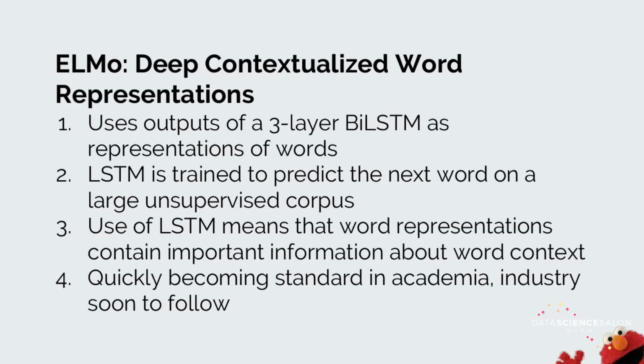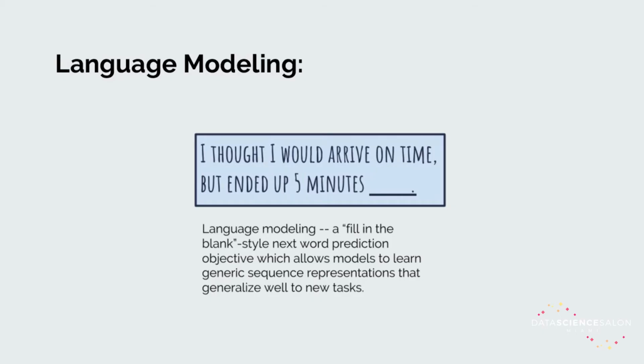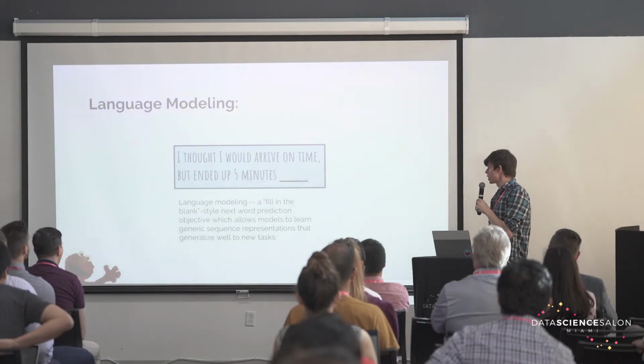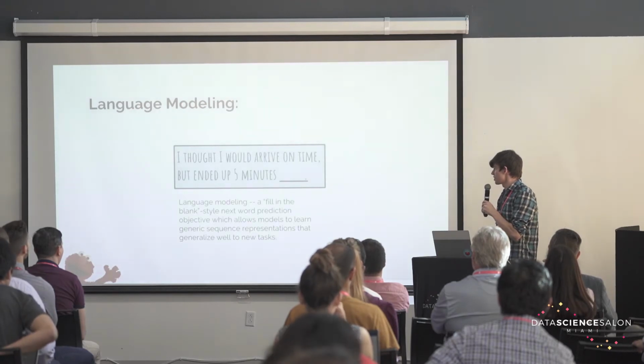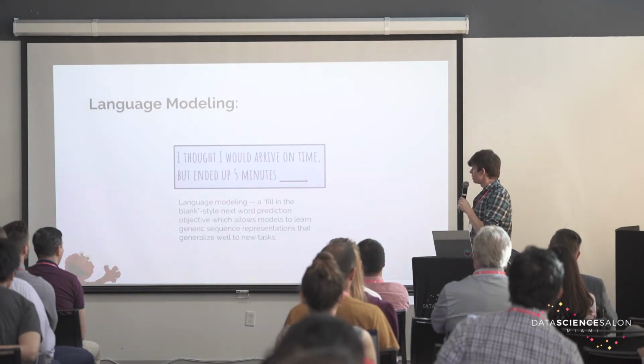And it's quickly becoming a standard in academia and industry. So what is this language modeling task I was talking about? It looks something like this. If you have the sentence, I thought I would arrive on time, but I ended up 5 minutes blank, we as humans can say, obviously the word late occurs here. But in teaching a machine learning model to solve the same task, we learn meaningful representations of language. So it's this next word style prediction objective.